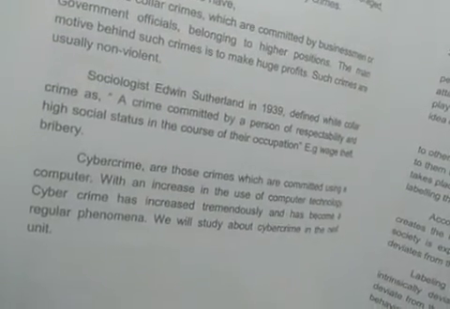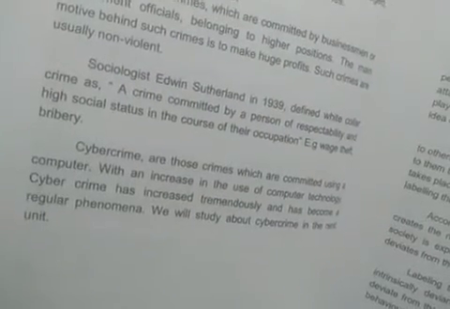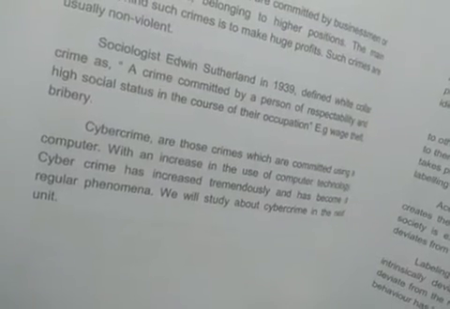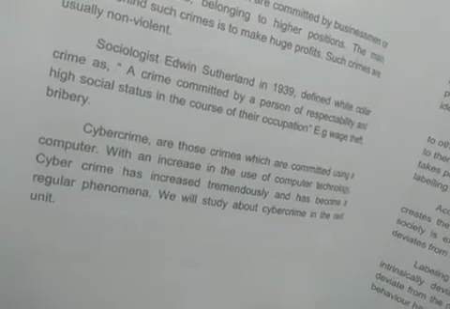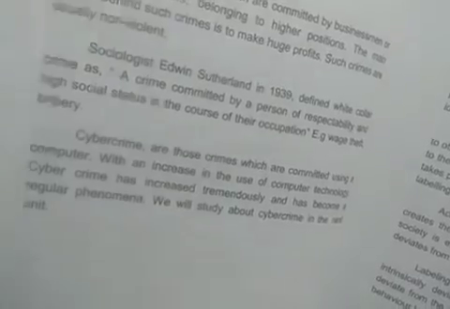Example: bribery. Cybercrime refers to those crimes which are committed using a computer. With an increase in the use of computer technology, cybercrime has increased tremendously and has become a regular phenomenon. We will study cybercrime in the next unit.